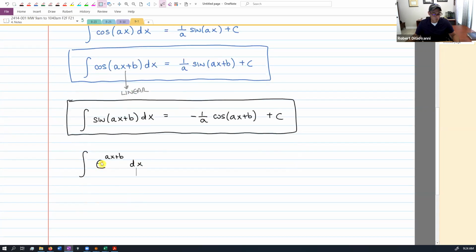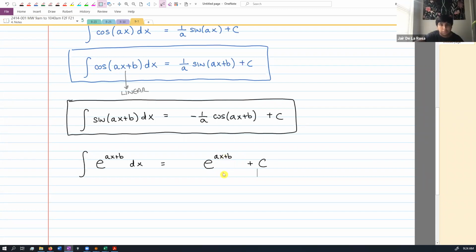So the question is, what's the antiderivative of e to this? This is a linear expression. Let's try it. It's itself, plus C. But think about this. If you took the derivative of this, what would the derivative be? e to the ax plus b, itself, and then chain rule times what? Times a.